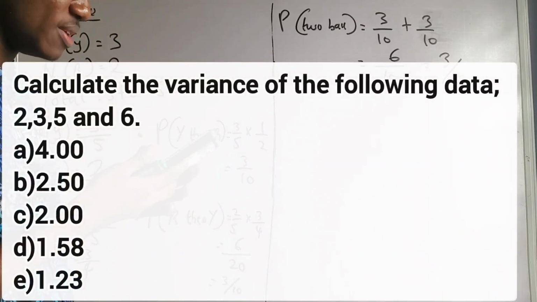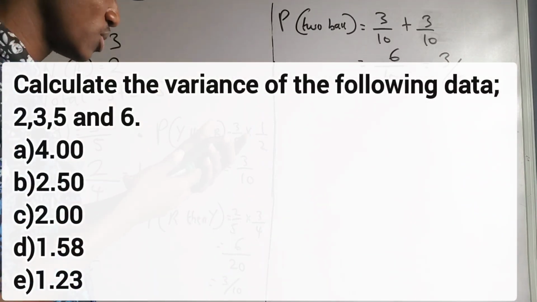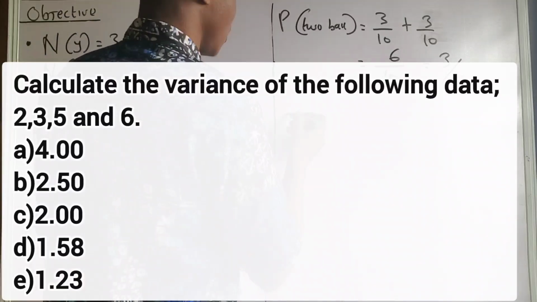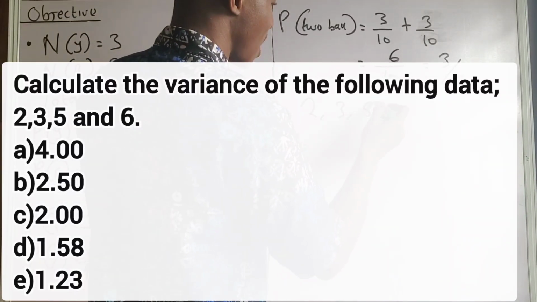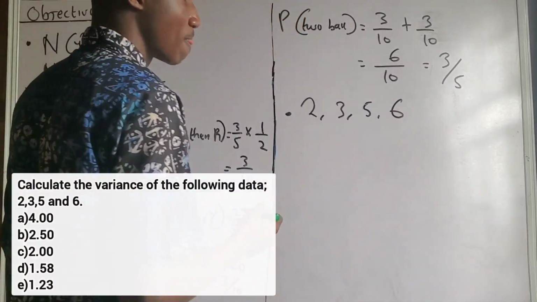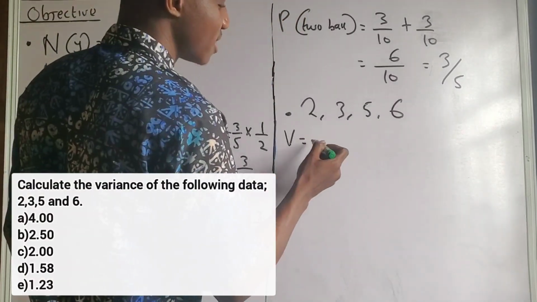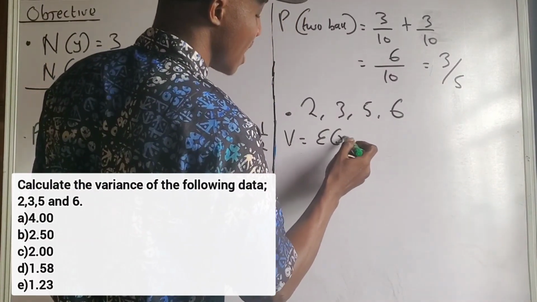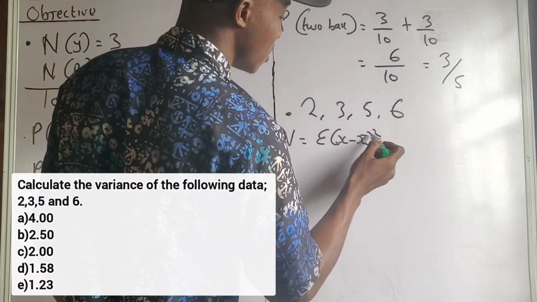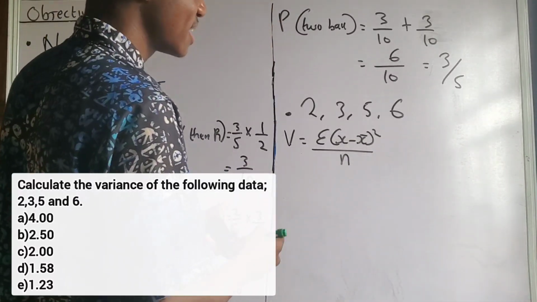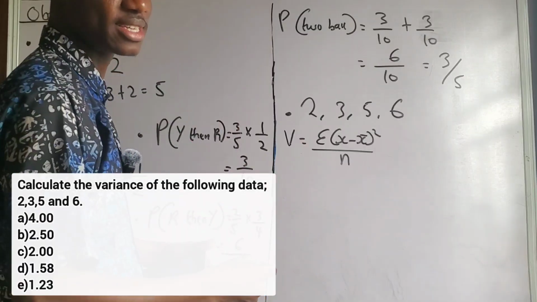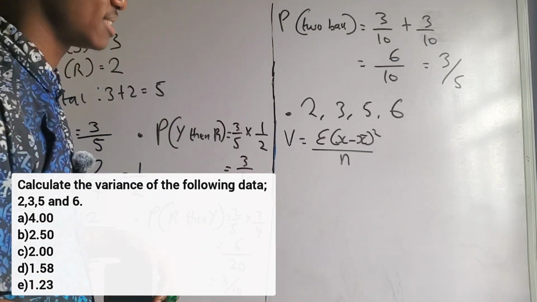We are asked to calculate the variance of the following data: 2, 3, 5, and 6. Variance is equal to the summation of x minus x bar squared, all over n. Are you getting it? So let us prepare our table. X are the data that we are given.